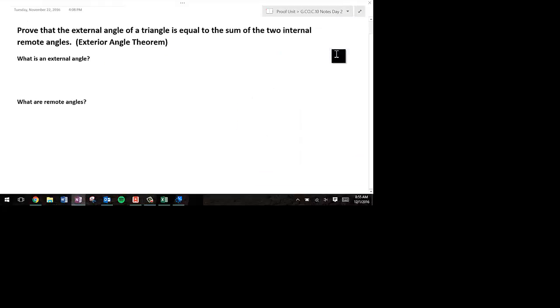We are doing G.CO.C.10 notes today, and it's the second day of it, so we're going to finish up our discussion on triangles and triangle relationships. We're going to start out by looking at the exterior angles of a triangle. An exterior or external angle is the angle formed by a side's extension and its adjacent side.